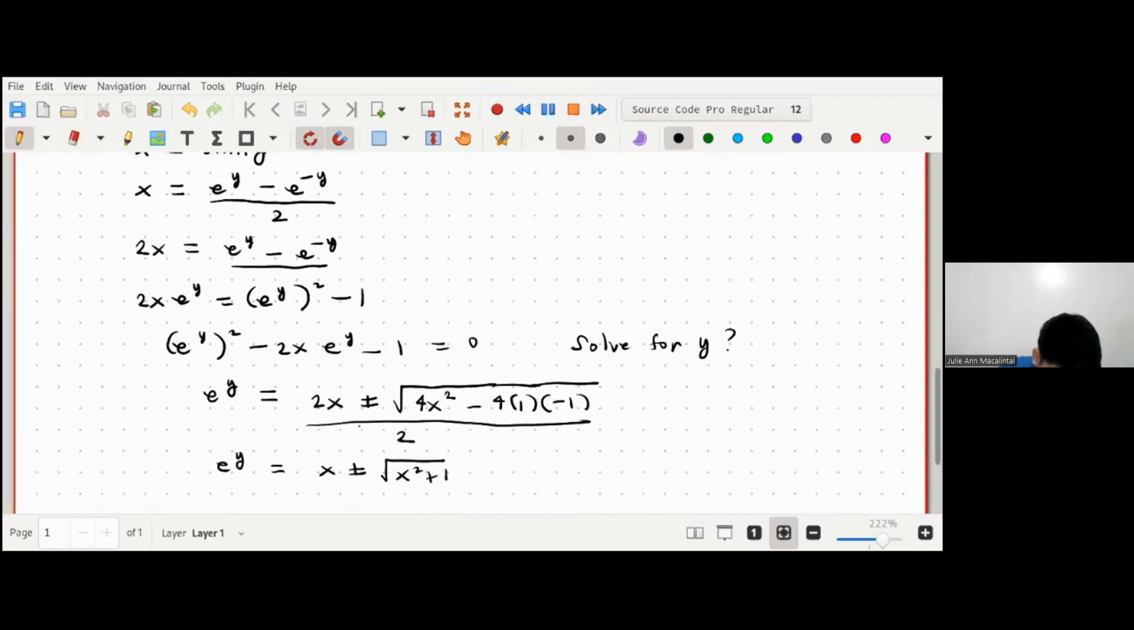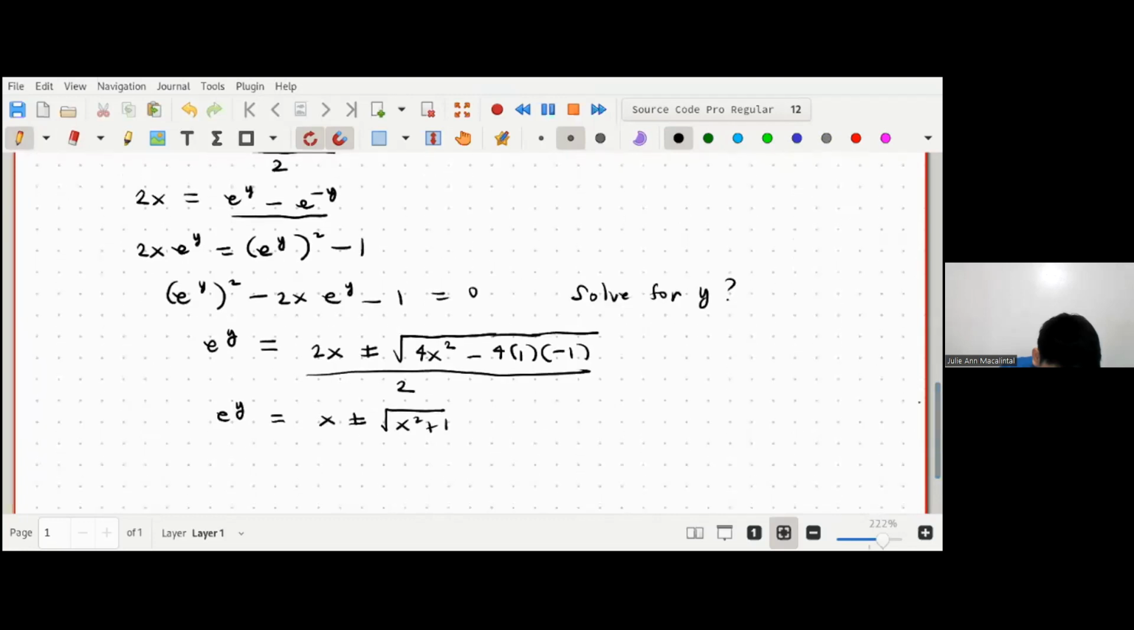Tapos e to the y. And then, finally, to get y, y is equal to ln of all of that. Okay, so ln of x plus or minus the square root of x squared plus 1.